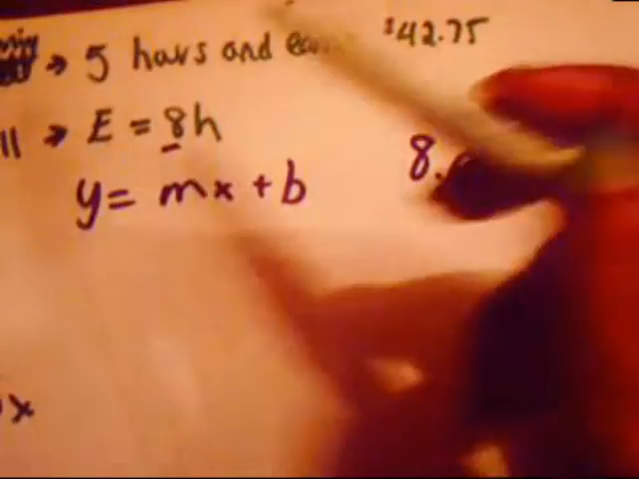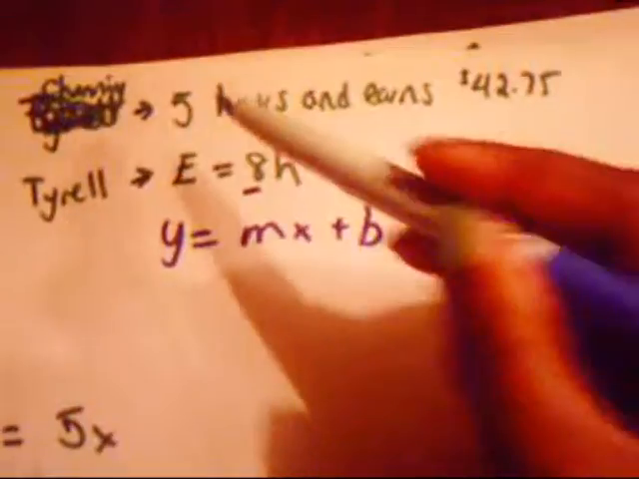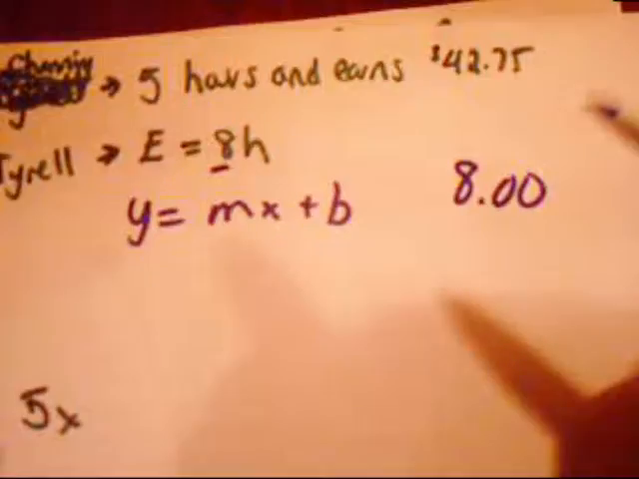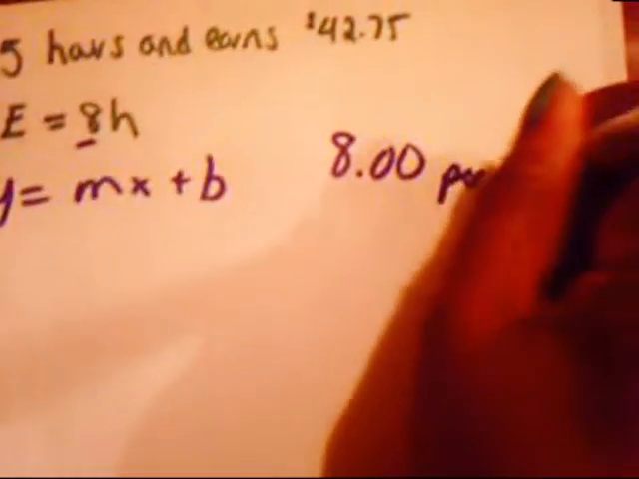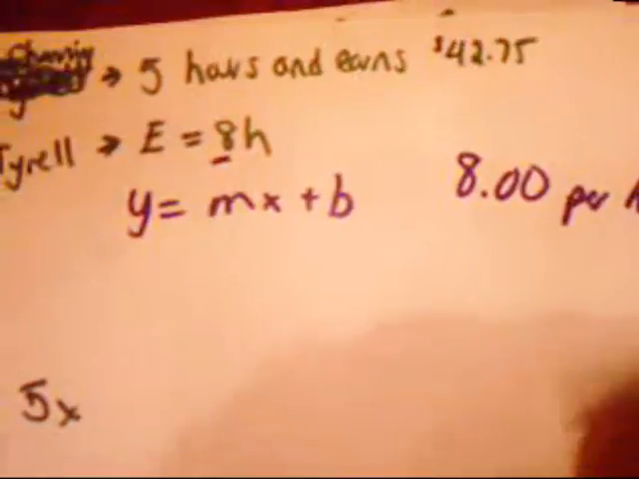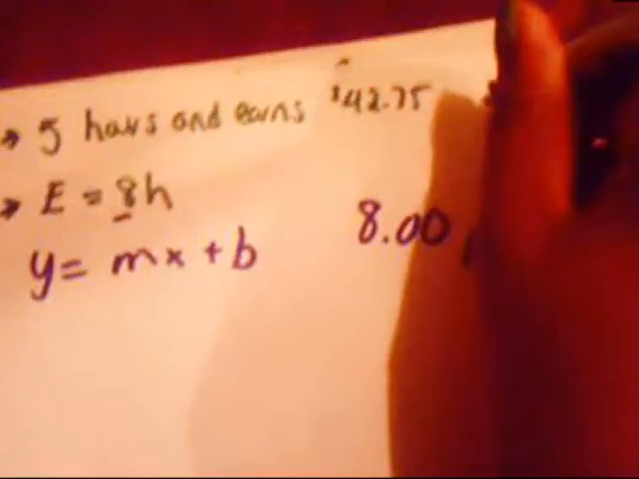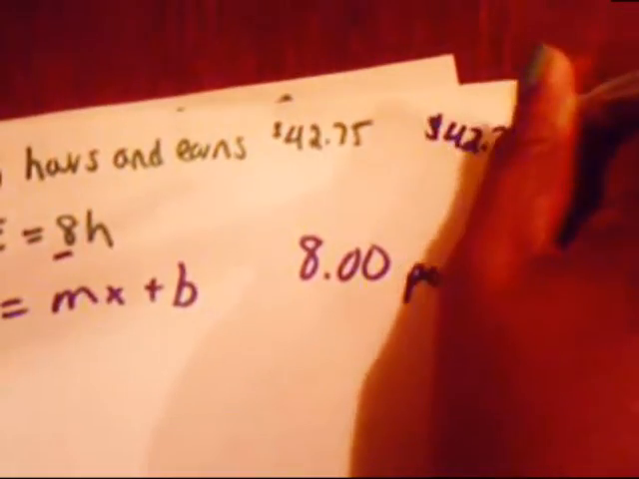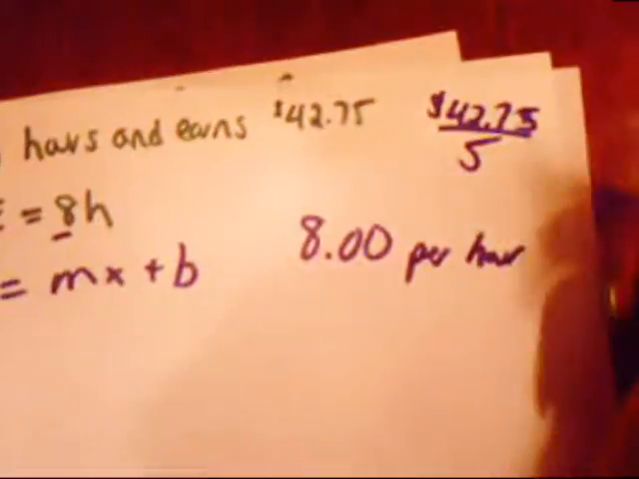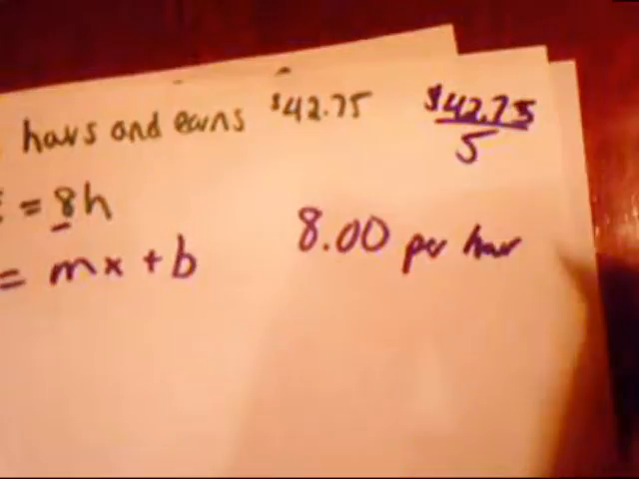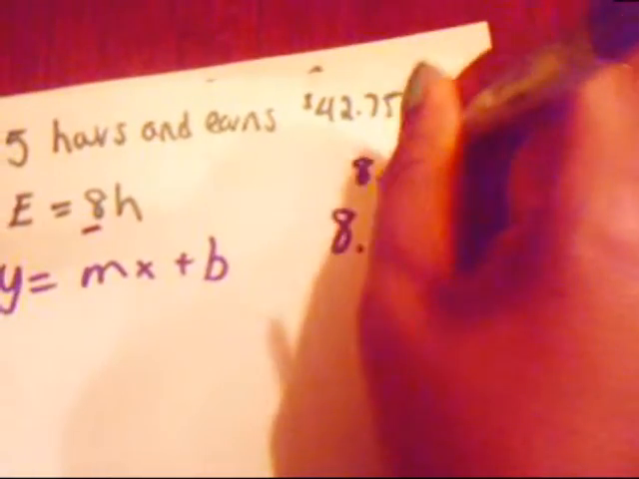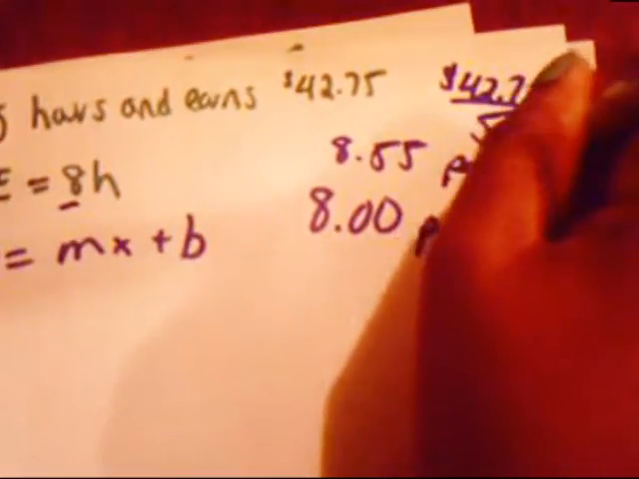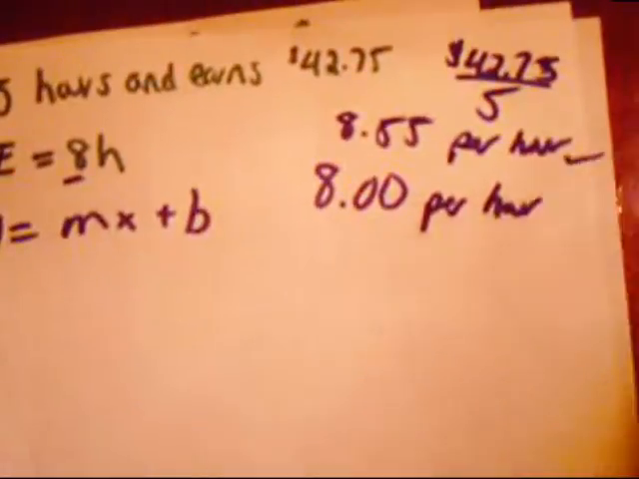Okay? Then it talked about Channing, how much Channing made. Channing makes $42.75, but he works for 5 hours. So if Tyrell makes $8 per hour, the question is, how much does Channing make? If you take the $42.75 and divide it by the 5 hours, you'll find out how much Channing makes in 1 hour. $42.75 divided by 5 is $8.55. So when it was a question of who made more money, Channing makes more money.